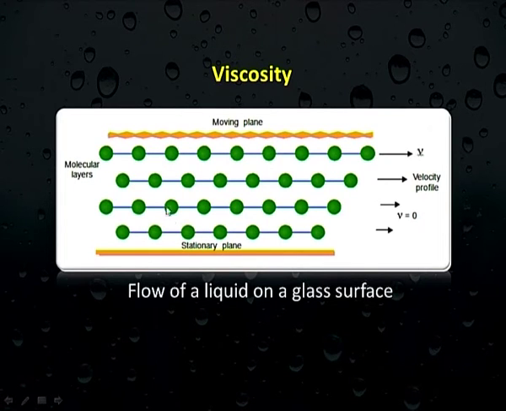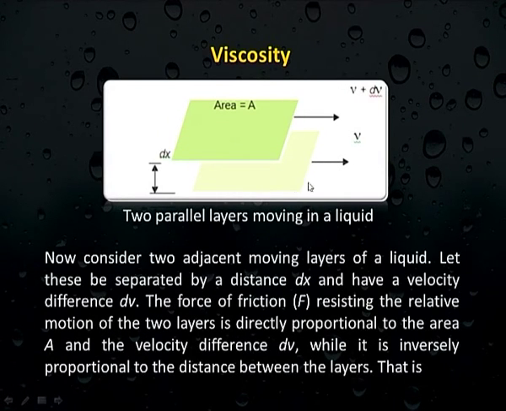This liquid we have poured on the glass. These are the various layers. So, this layer which is just in touch with the glass surface will be stationary, and as we move upward, layers will flow. Now, here we can further understand with the help of this diagram.